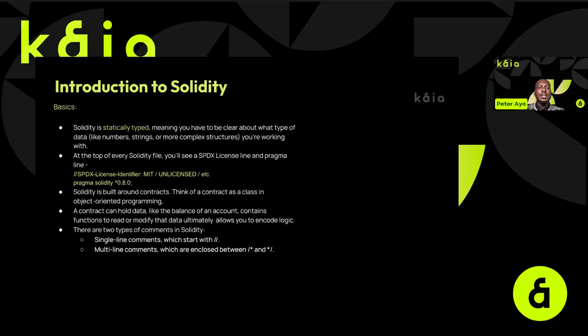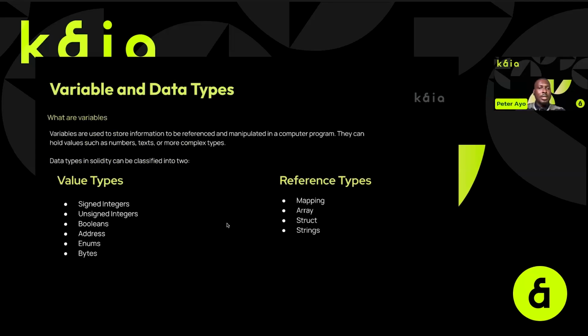And so overall, what we are saying is that first, Solidity is statically typed, meaning you have to specify what type of data you're working with. And at the top of every Solidity file, it's important you specify two important lines, the SPDX license line and the Pragma line, right? Pretty much it. Then moving forward, now let's go over the various data types in Solidity.